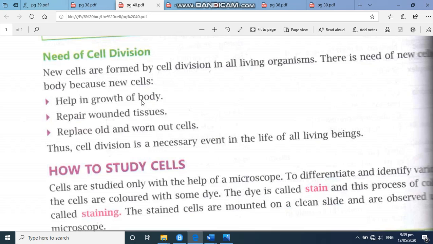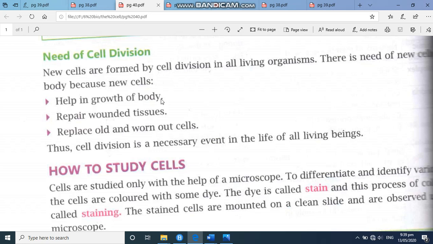Welcome back, children. Further, we are going to study the need of cell division. Cell division means one cell dividing into two new cells. Now, why does cell division take place? There are three reasons. First of all, it helps in growth of the body, repairs wounded tissues, and replaces old and worn out cells. This time of your age, you are growing.